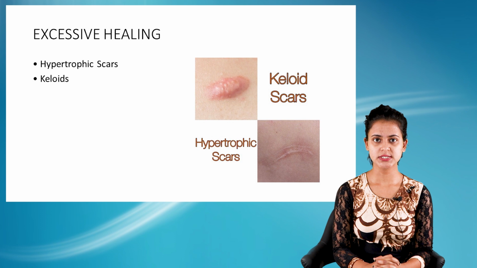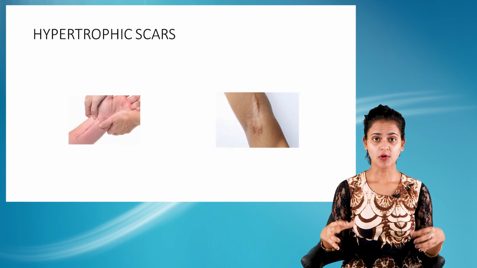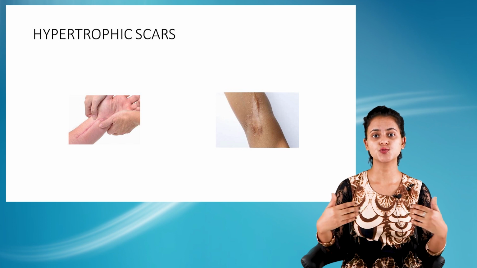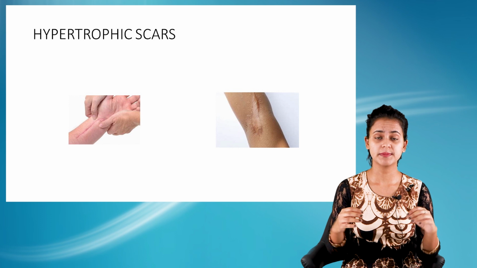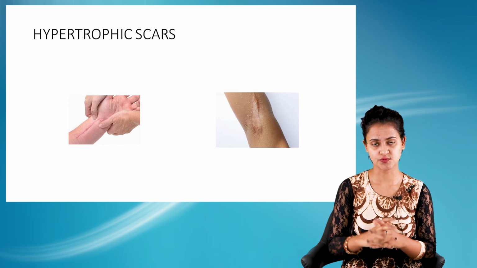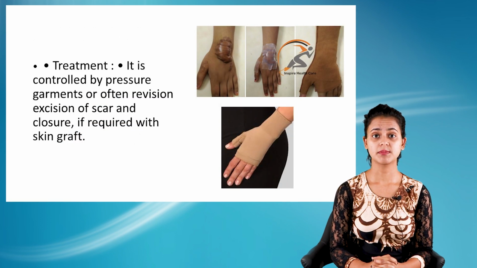Sometimes excessive wound healing also can lead to the development of hypertrophic scar as well as keloid. Hypertrophic scars often will be treated or prevented by using a pressure garment on the injured part, which will increase the pressure on the injured part and decrease the chances of development of hypertrophic scar. If required, even the client will be managed with a skin graft to prevent the chances of hypertrophic scar development.